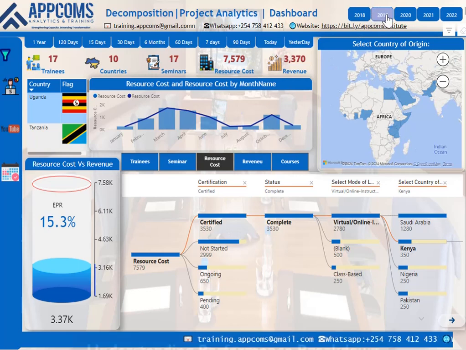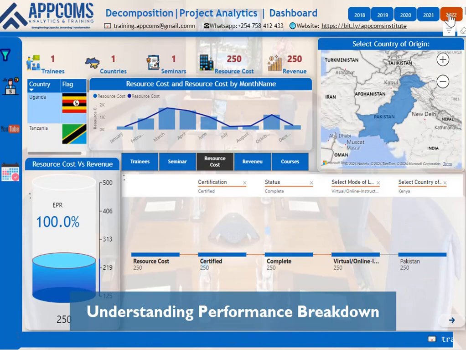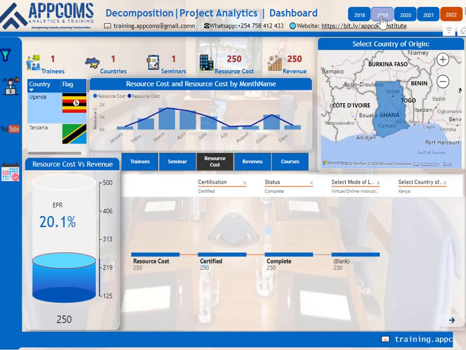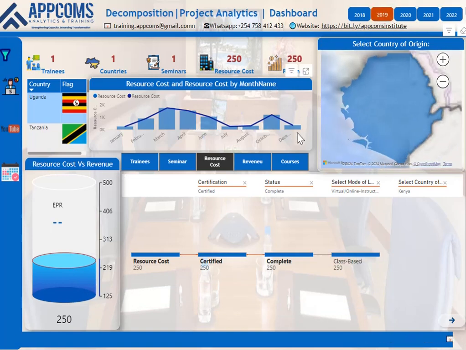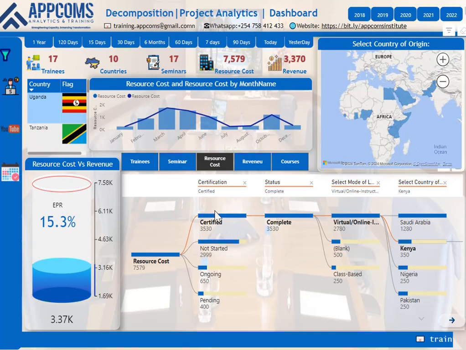1. Understanding performance breakdown. Decomposition visuals allow you to break down a measure or metric into its component parts. For instance, if you're analyzing sales performance, you can break it down by region, product category, salesperson, or any other relevant dimension. This helps in understanding which factors contribute most to overall performance.